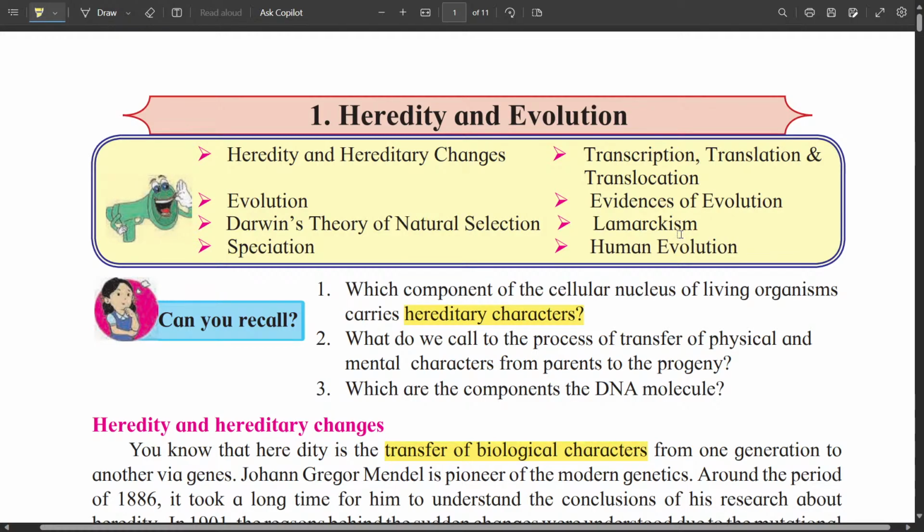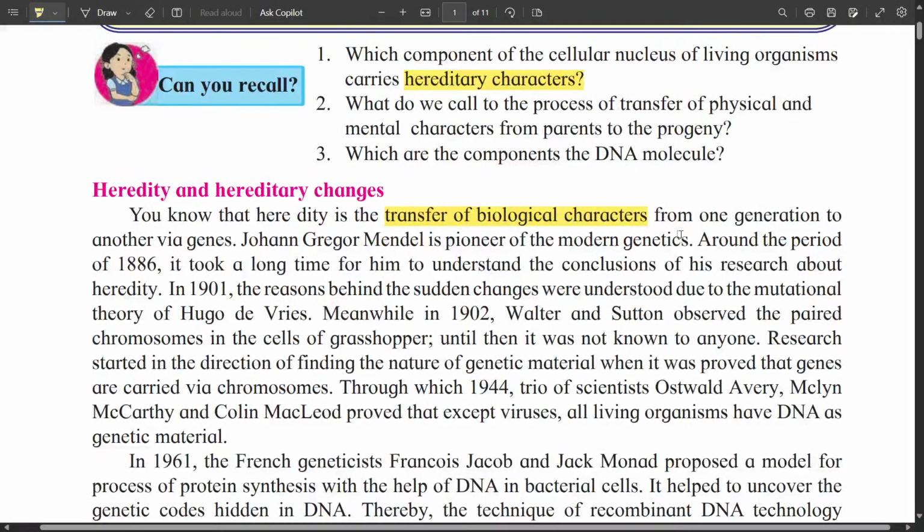these chromosomes. Now this was discovered by Johann Gregor Mendel. He did the experiments of monohybrid cross and dihybrid cross in 1886, and that was the beginning of modern genetics. So Mendel is the pioneer of modern genetics. It took a long time for him to understand the conclusions. It was about mathematics, how the characters are transferred from the parent to the offspring and what are the rules that govern this transfer. So that was the beginning of modern genetics.